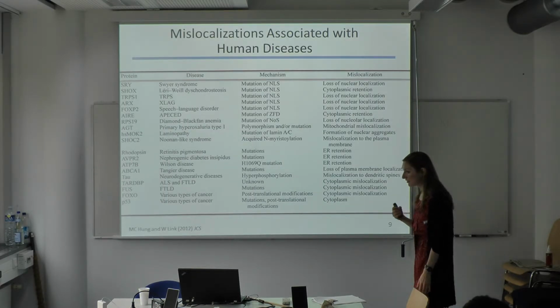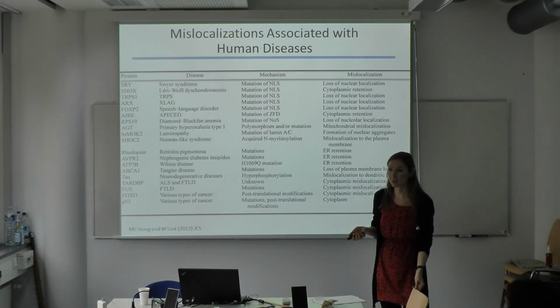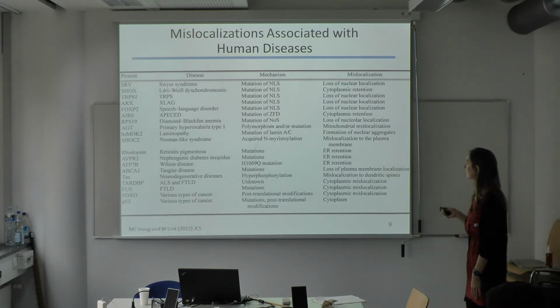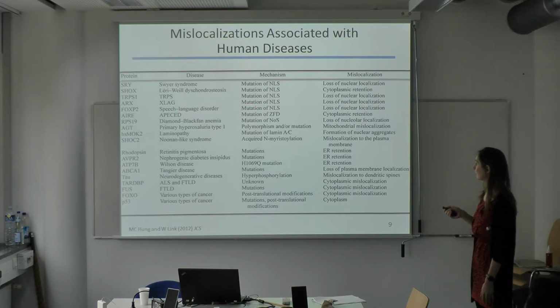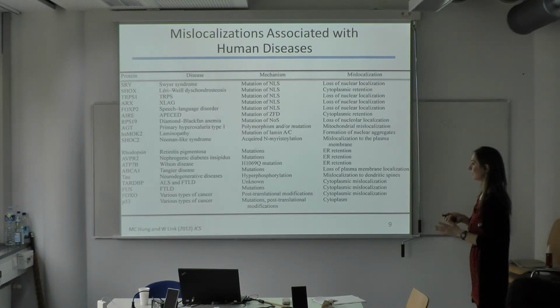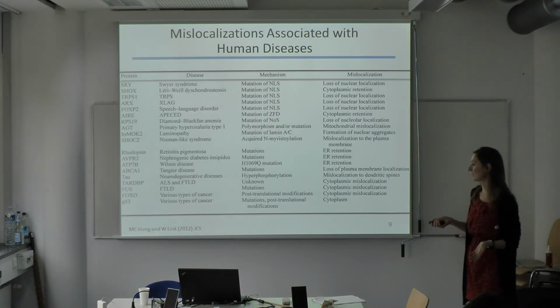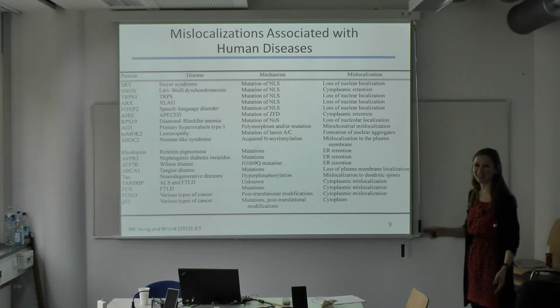Another very interesting application of the knowledge of subcellular localization is in mislocalizations that are associated with human diseases. For example, if we look at this protein, it is normally localized in the nucleus, but if there is a mutation in its localization signal, then there will be a loss of nuclear localization, and this can lead to a disease. I don't know what this particular disease is, but from this table I can see that mislocalizations may lead to really bad diseases like different types of cancer, or, well, this is the only one I can recognize here, speech language disorder.